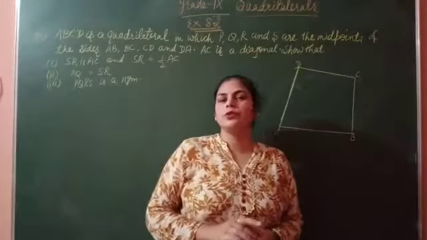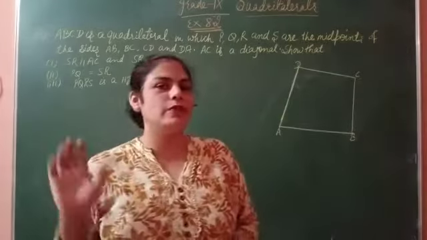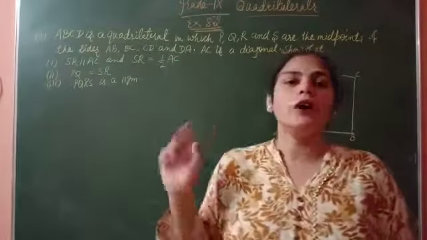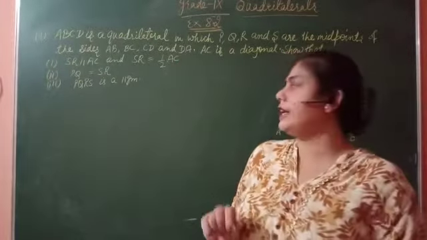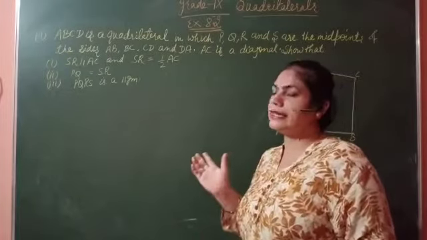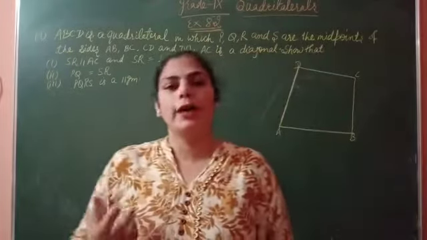Now we will start our new exercise, that is 8.2, and we will start with our first question of chapter Quadrilaterals of grade 9. In this exercise we use our midpoint theorem.